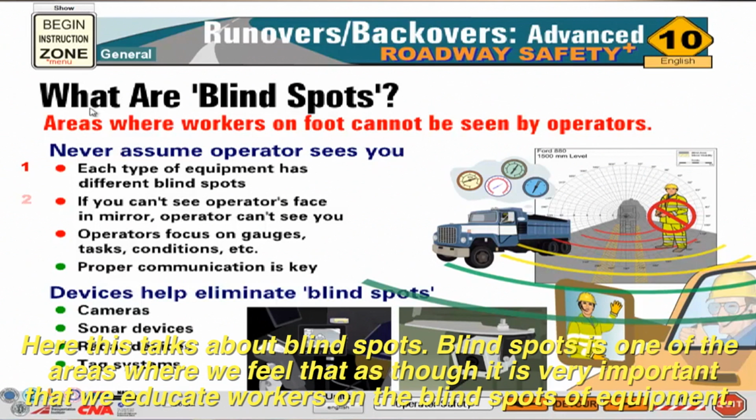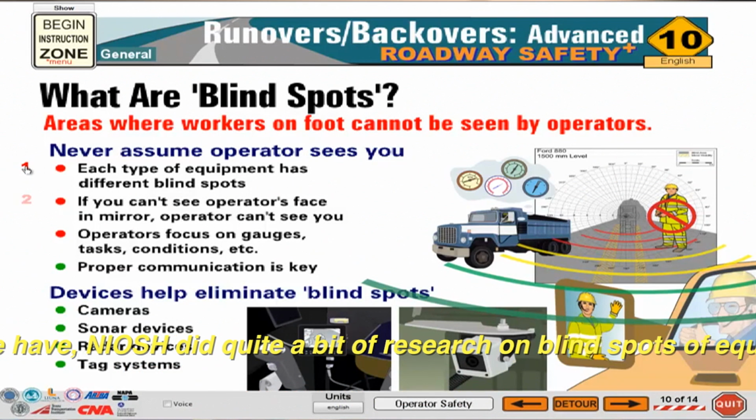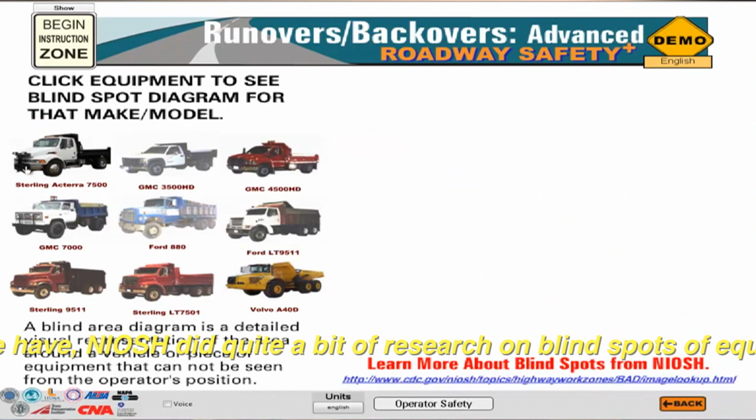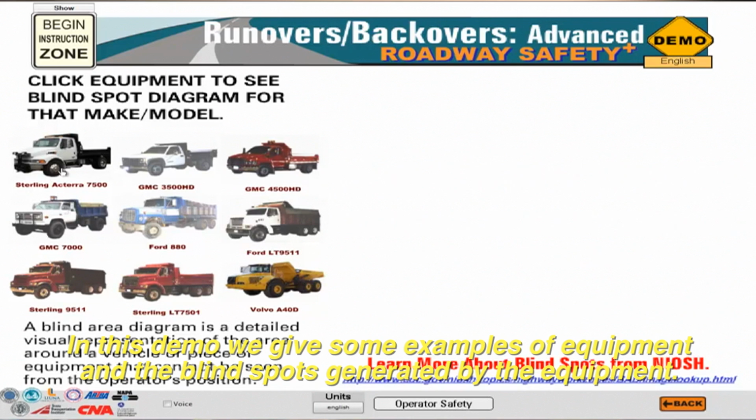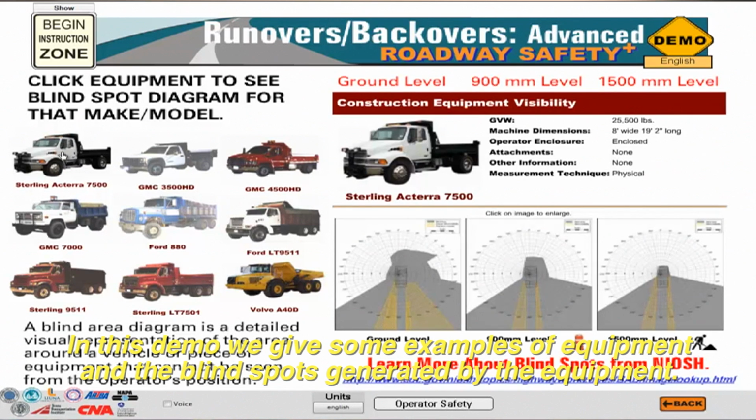Here, this talks about blind spots. Blind spots is one of the areas where we feel as though it's very important that we educate workers on the blind spots of equipment. Here we have, NIOSH did quite a bit of research on blind spots of equipment. In this demo, we give some examples of equipment and the blind spots generated by that equipment.